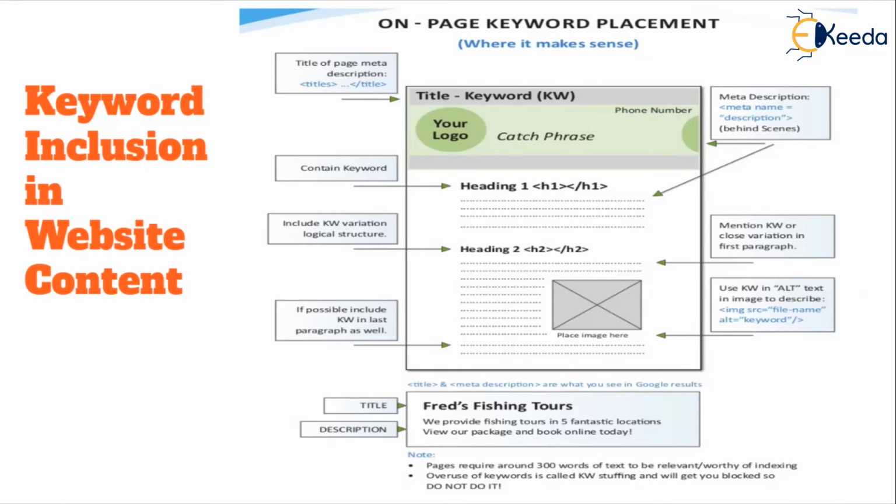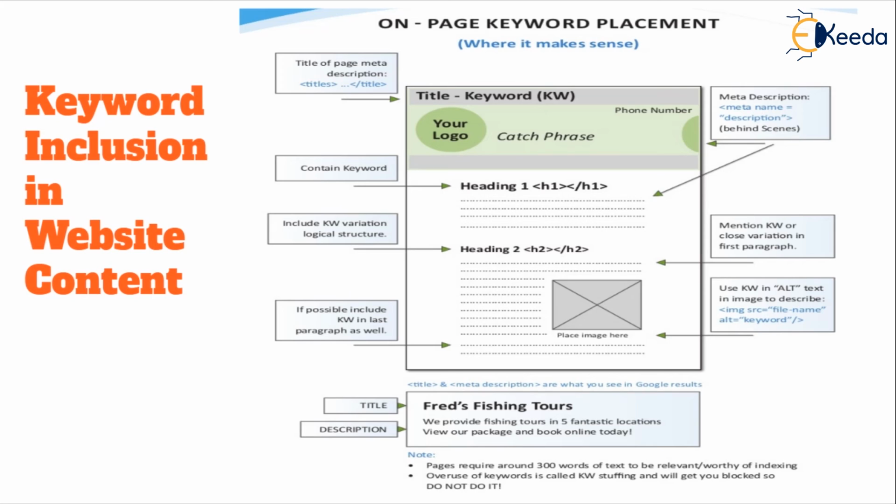Then, how to include keywords in your website content. Now, on-page keyword placement is very important for creating content that is meaningful and valuable for your customers, and that is easily searchable as well as understandable by the search engines. So, where all can you insert keywords on a website page? This here is a typical example of a web page wherein you can insert keywords, first of all, in the meta description of the page, the title itself.